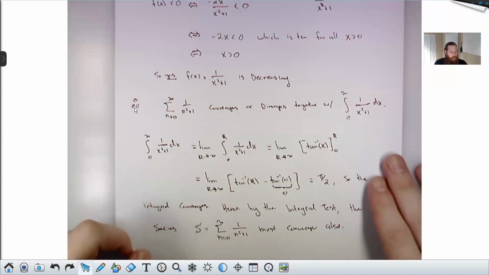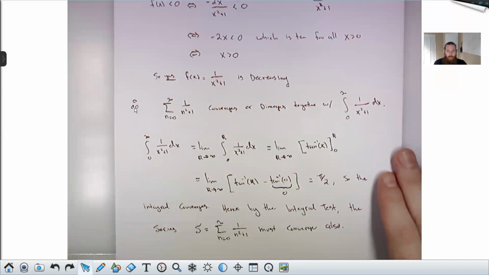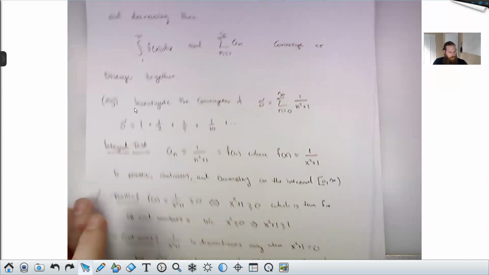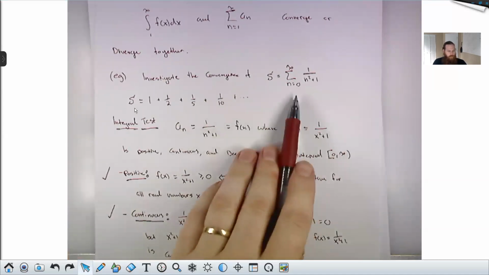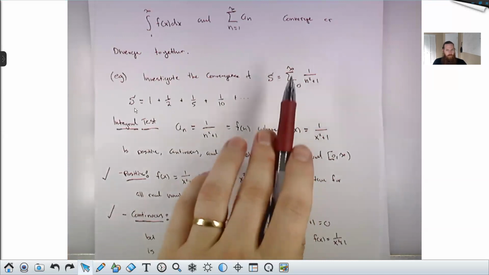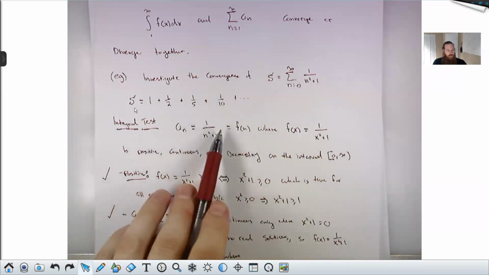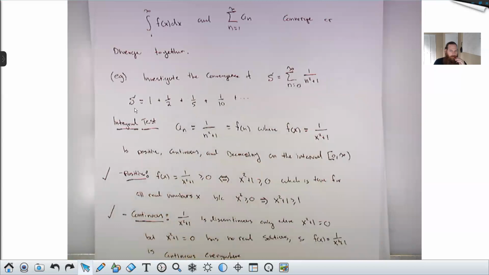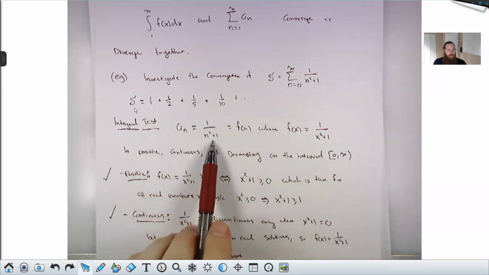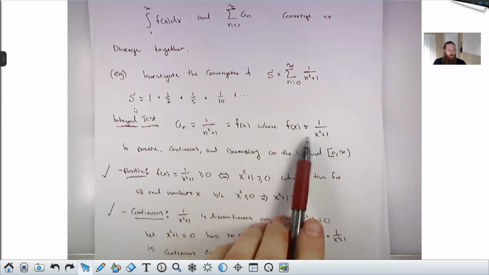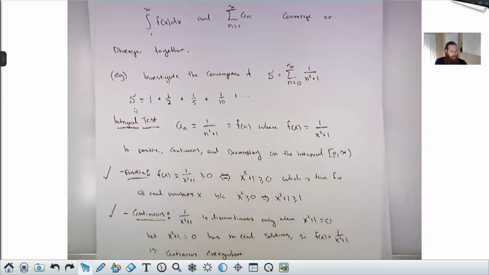The steps here were, first we had to find the related function. You get that by taking your series, here it was sigma n from 0 to infinity 1 over n squared plus 1, and we wrote down what a_n is. a_n is always the thing inside your series. Then we replaced the n with an x to get the function f of x. Then we had to check that that function was positive, continuous, and decreasing.